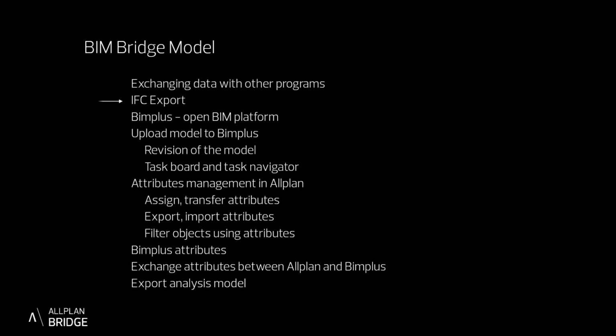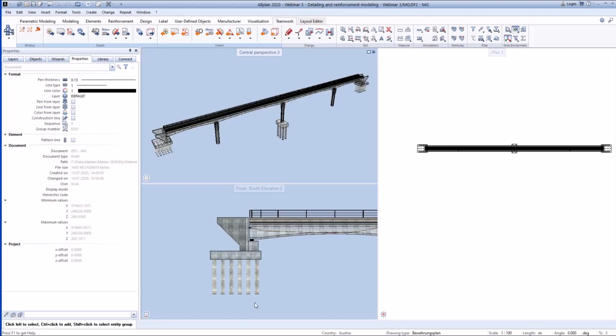In the next chapter, we will have a brief preview of the Bimplus platform. Allplan Bimplus is a very powerful tool for collaboration in BIM projects. Allplan Bimplus is open to any software in the construction sector via standard formats such as IFC and BCF, but also via the API programming interface. Beside that, there is a direct link between Bimplus and Allplan solution.